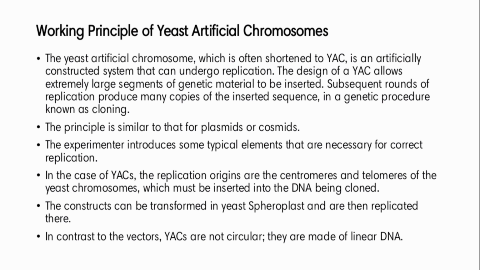So in the case of YACs, the replication origins are the centromeres and telomeres of the yeast chromosomes, which must be inserted into the DNA being cloned. So the constructs can be transformed into yeast spheroplasts and are then replicated there. In contrast to other vectors, YACs are not circular, they are made of linear DNA.